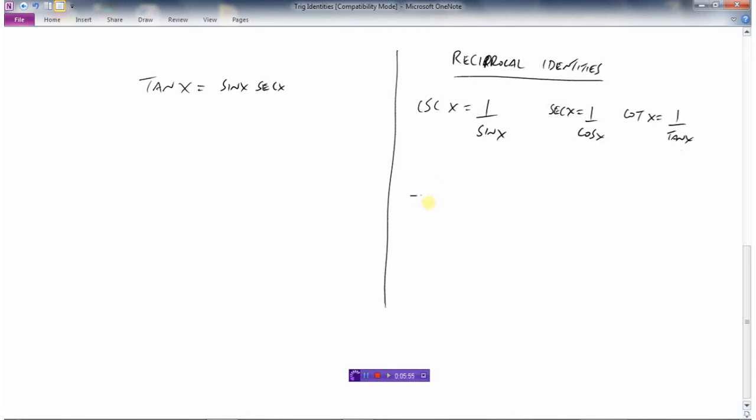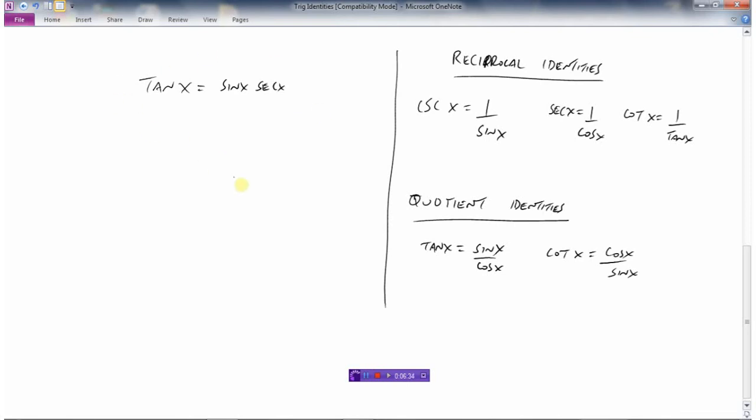The other thing that you've learned, and these are called the quotient identities. You have learned that tan x is the same thing as sine x over cosine x, and therefore cotangent x, which is the reciprocal of tan, would be cos x over sine x. So these are things that you know already, and we're going to use these identities to prove this one over here.